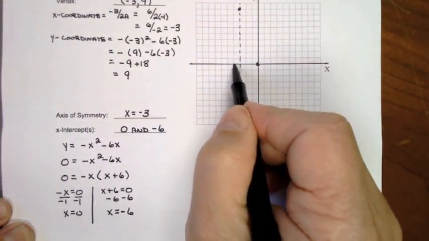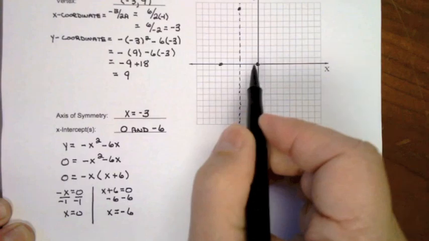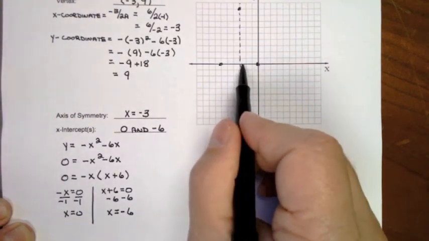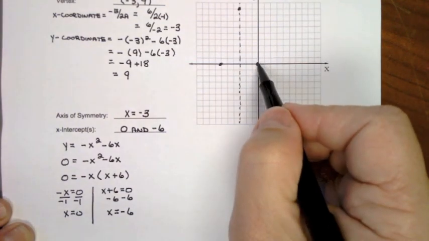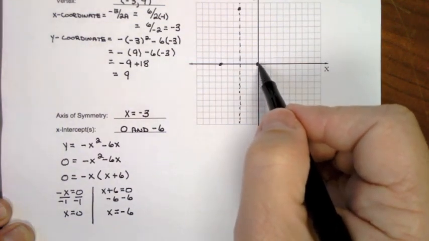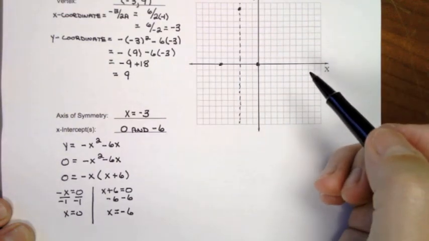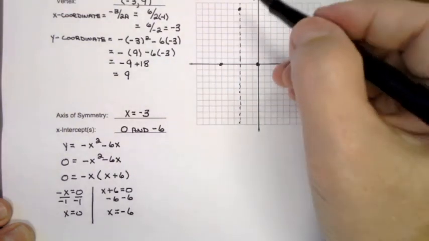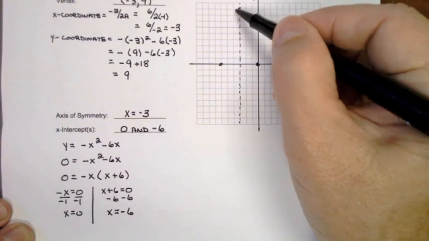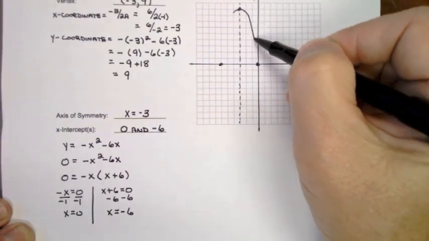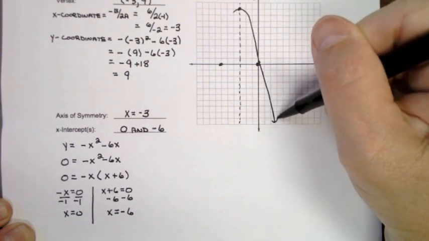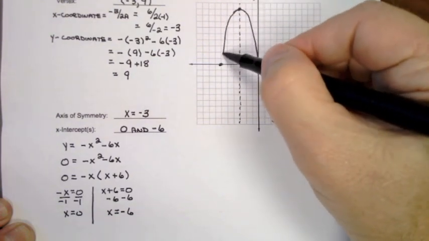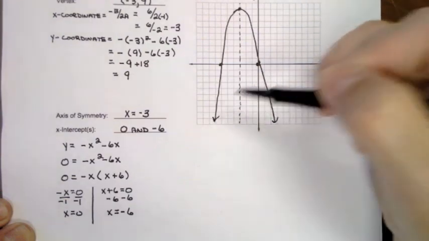1, 2, 3, 4, 5, 6. Notice these 2 points are equal distance from that dotted line. Same number of spaces. Since this is already my y-intercept, these are the only points I'm going to use to graph this. And remember, quadratics create a U-shape. That's what I'm going to create going through those points I have right there.